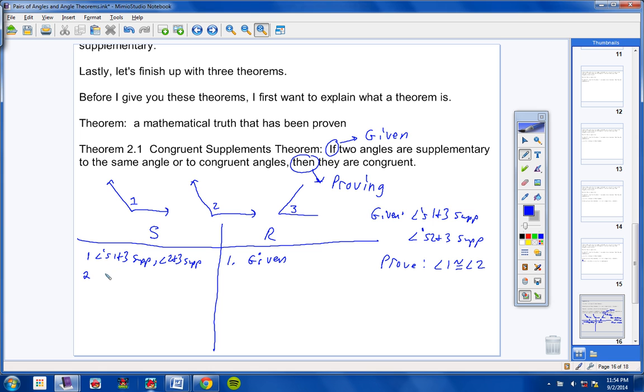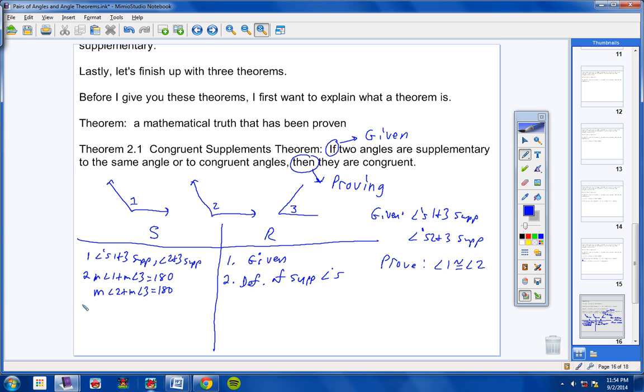What I would say next is that the measure of angle 1 plus the measure of angle 3 equals 180, and I would also put in step 2 the measure of angle 2 plus the measure of angle 3 equals 180. And how can I do that? Well, because what did I just state in step 1? I stated that 1 and 3 are what? Supplementary. And I stated 2 and 3 are supplementary. So if they're supplementary, I can definitely state that they equal 180. And the reason would be definition of supplementary angles. Because I just told you they're supplementary, and now I'm telling you that they equal 180. I can do that by the definition of supplementary angles.